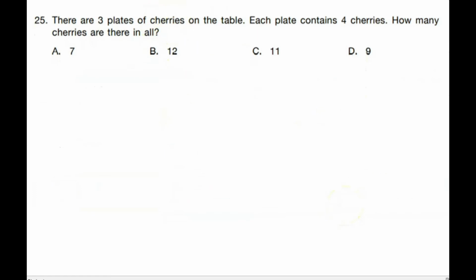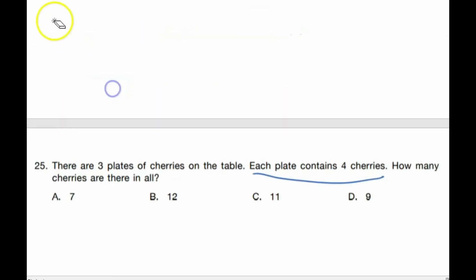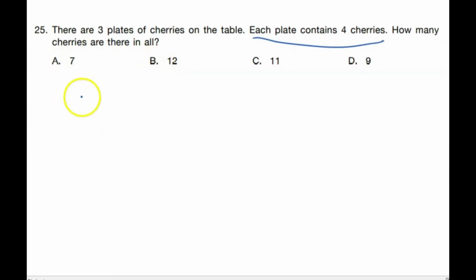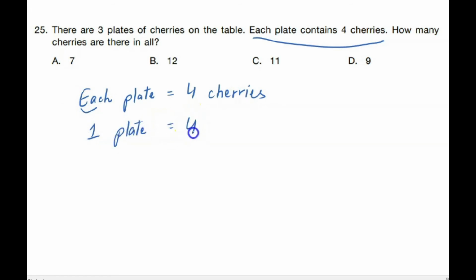There are 3 plates of cherries on the table. Each plate contains 4 cherries. So from this particular line, we have got the information that, okay, I'm writing, just a sec, as given, each plate is equal to 4 cherries, right? Each plate means 1 plate. 1 plate is equal to 4 cherries.